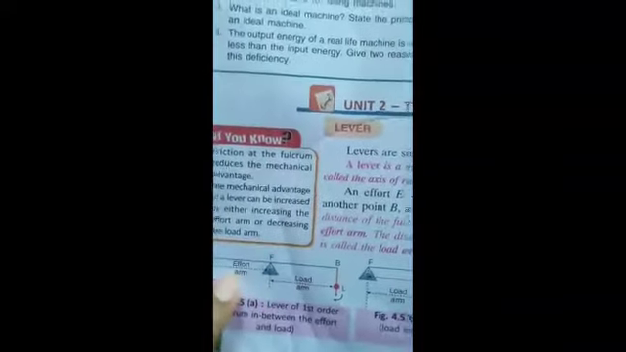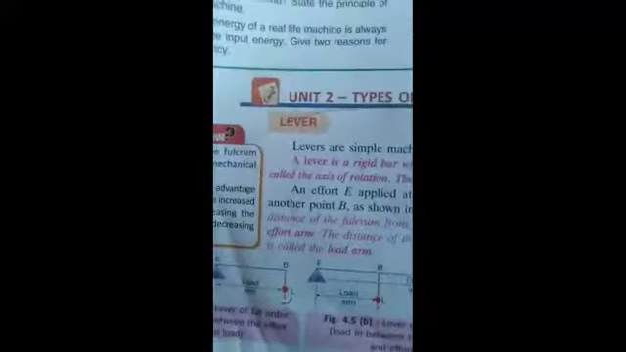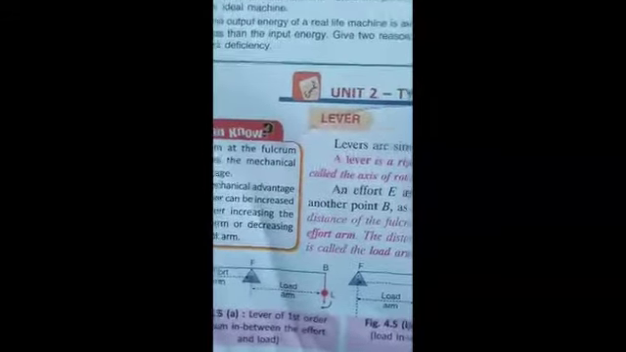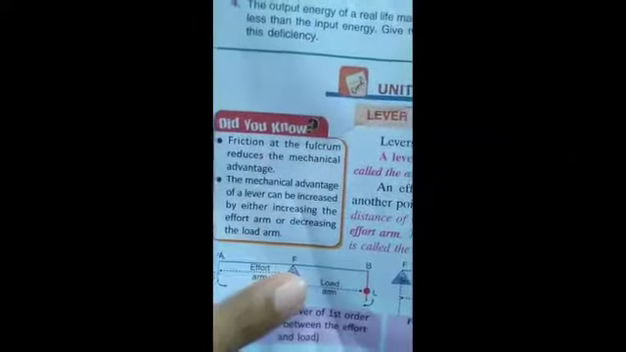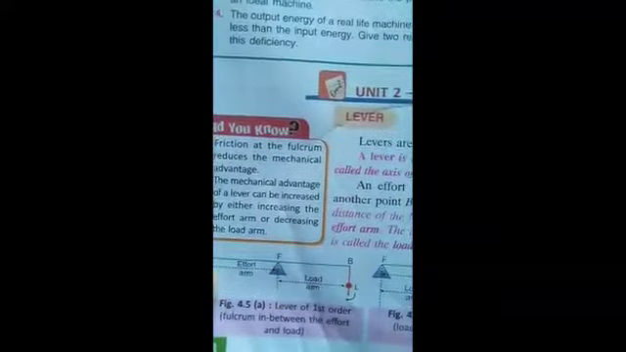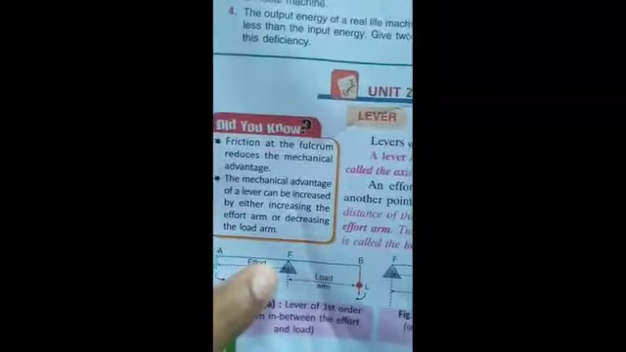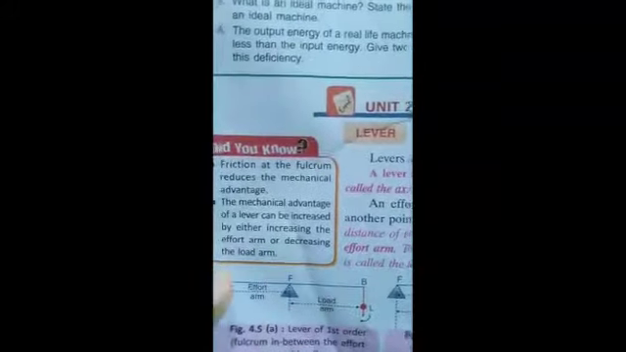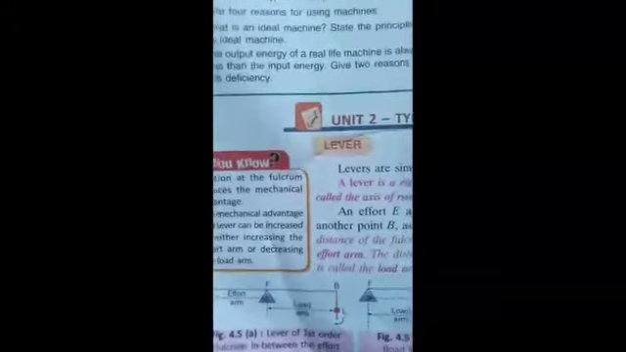In the case of a first order lever, the effort arm may be equal to, less than, or more than the load arm. If the effort arm is more than the load arm, then a small effort is required to move the load. And if the effort arm is less than the load arm, then a large effort is required to move the load. Thus, as the mechanical advantage is equal to effort arm by load arm, the mechanical advantage can be more than 1, equal to 1, or less than 1.